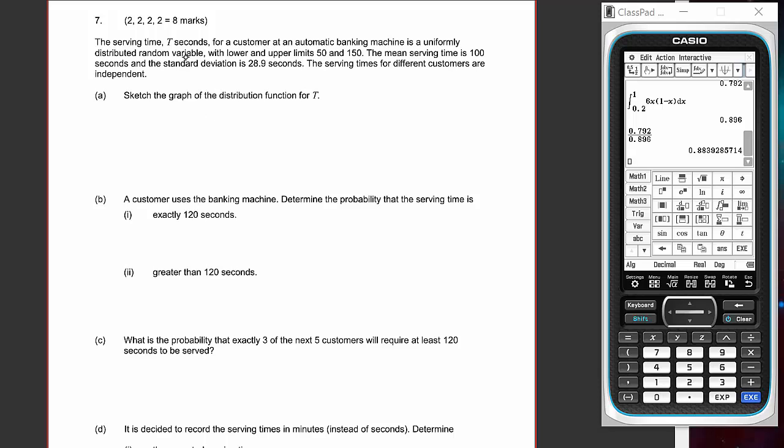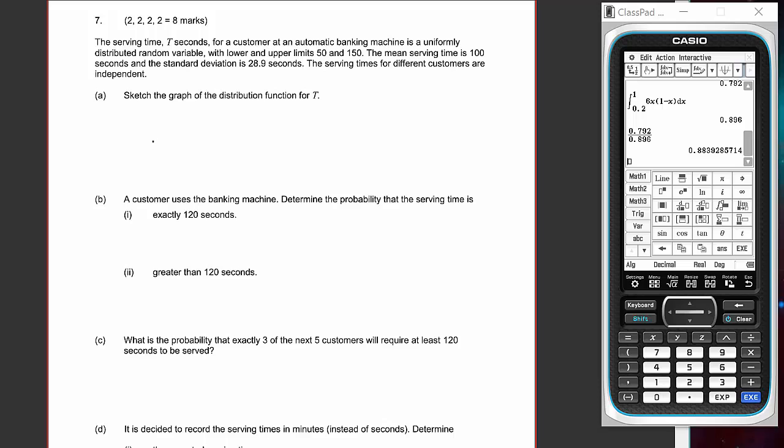The serving time, T seconds, for a customer at an automatic banking machine is a uniformly distributed random variable with lower and upper limits 50 and 150. The mean serving time is 100 seconds and the standard deviation is 28.9 seconds. The serving times for different customers are independent. We want to sketch the graph of the distribution function for t.